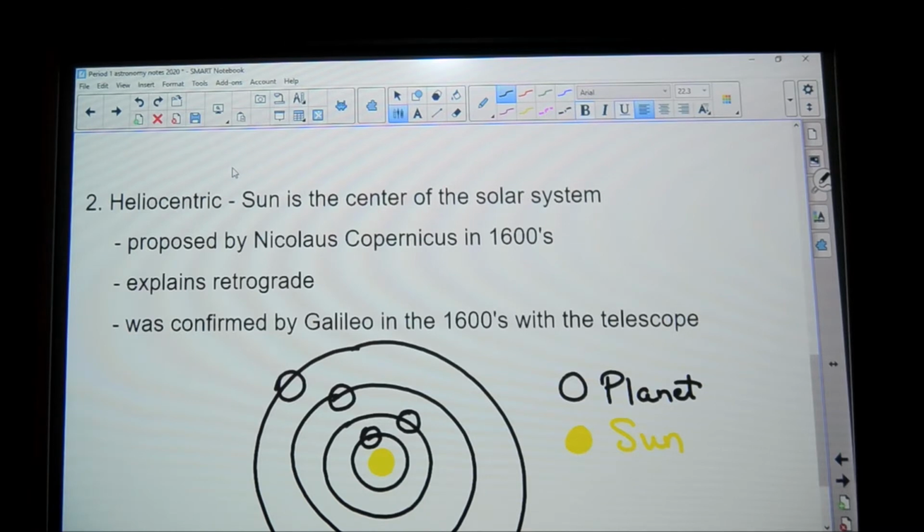Heliocentric, helio, sun. Sun is the center of the solar system. Nicholas Copernicus, 1600s. The whole idea, this does explain why there's retrograde between the planets. So there's times that when the planet's further away from the sun, there's not as much gravitational attraction. With that one, it's slowing down. When the planet gets closer to our sun, it actually has a greater gravitational attraction and it gets pulled faster or moves faster because it's got a greater pull. Same thing, sun is in the center and then all the planets orbit the sun.